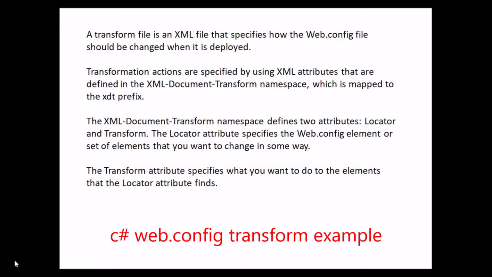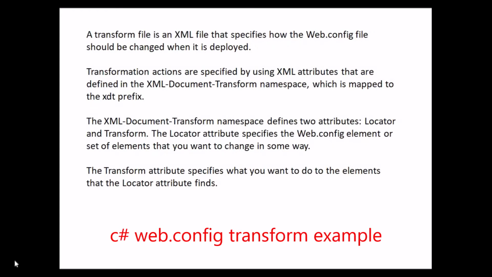Transformation actions are specified by using XML attributes that are defined in the XML document transform namespace, which is mapped to the xdt prefix. The XML document transform namespace defines two attributes, locator and transform. The locator attribute specifies the web.config element or the set of elements that you want to change in some way. The transform attribute specifies what you want to do to the elements that the locator attribute finds.